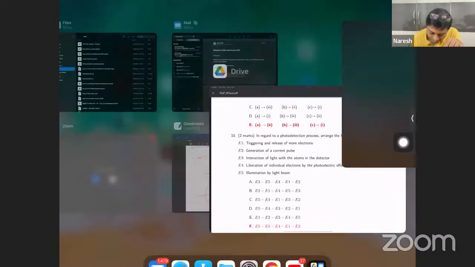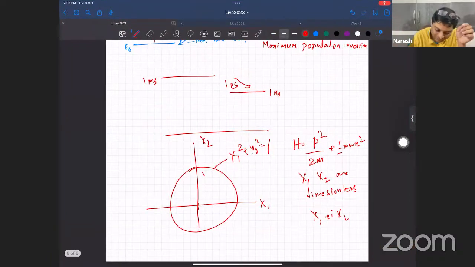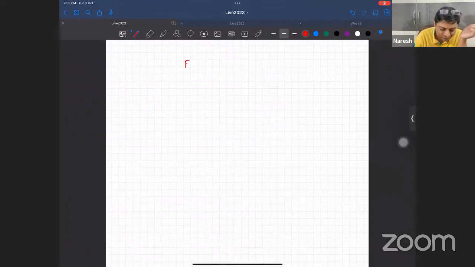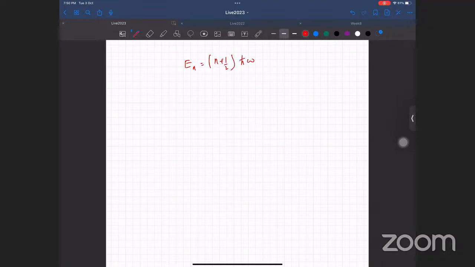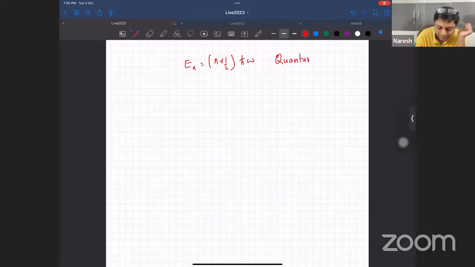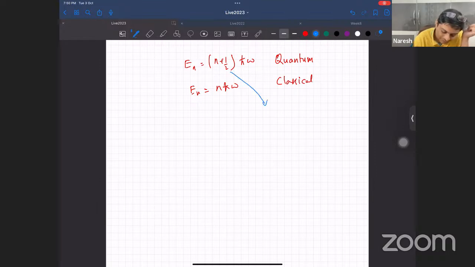Now, in a simplistic way, one rule of thumb for me is this. What is the quantization of energy of photons? E_n equals (n plus half) h-bar omega, right? This is the quantum picture. The classical picture is E_n equals n h-bar omega. If you have n photons, the total energy is this much. The half h-bar omega is the zero point energy that comes from the quantum description.